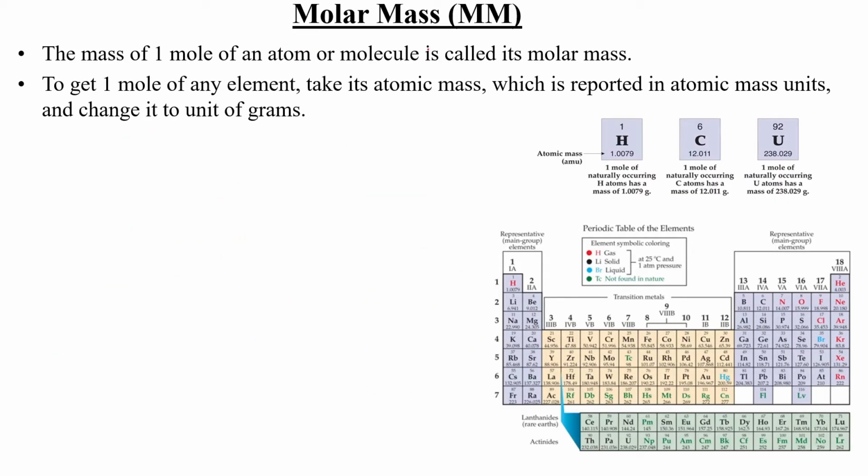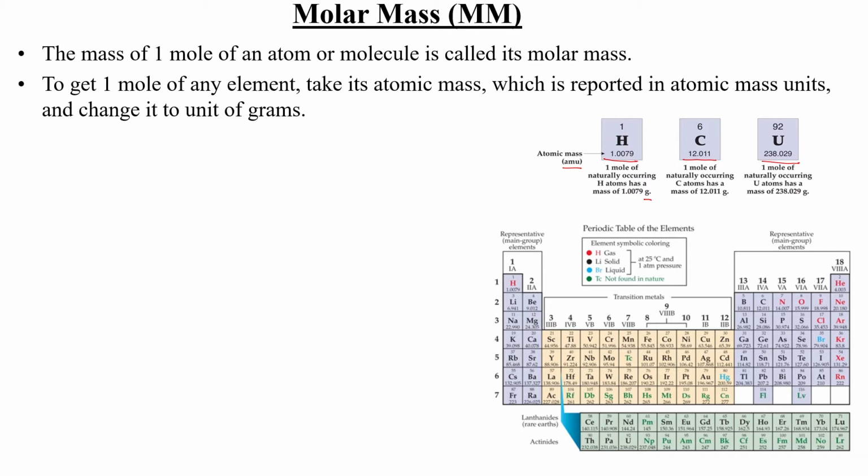Okay, our next topic is molar mass. Molar mass is the mass of 1 mole of an atom or molecule. To get 1 mole of any element, we take its atomic mass from the periodic table. All these decimal numbers in the periodic table are the atomic masses. So we simply take these masses, those are actually given in AMU, and we change the unit to gram. For instance, for hydrogen, 1.0079 AMU. When we change this AMU to molar mass, we simply change the unit from AMU to gram.